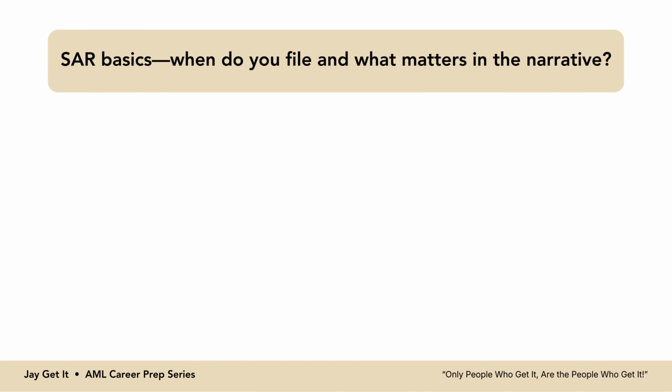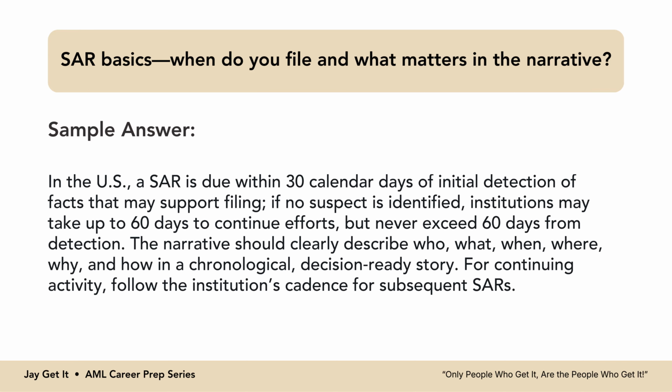Question number 9. SAR basics. When do you file and what matters most in the narrative? Sample answer. In the U.S., a SAR is due within 30 calendar days of initial detection of facts that may support filing. If no suspect is identified, institutions may take up to 60 days to try to identify one, but never more than 60 days from initial detection. The narrative must be clear and complete: who, what, when, where, why, and how, so law enforcement can act on it. For continuing activity, institutions typically file follow-up SARs on a periodic cadence as guided by FinCEN's FAQs.